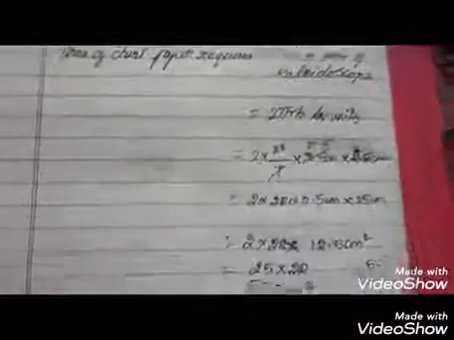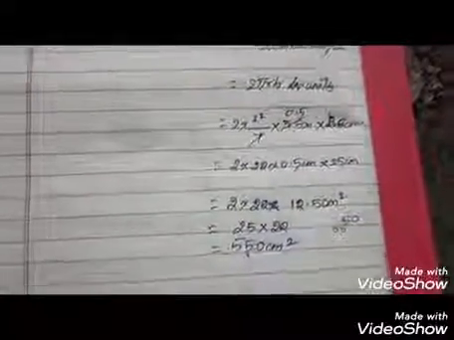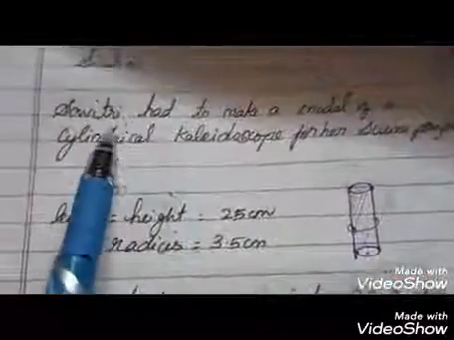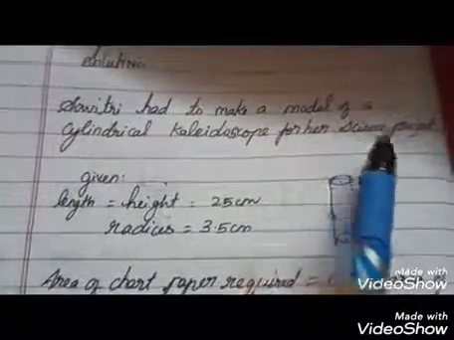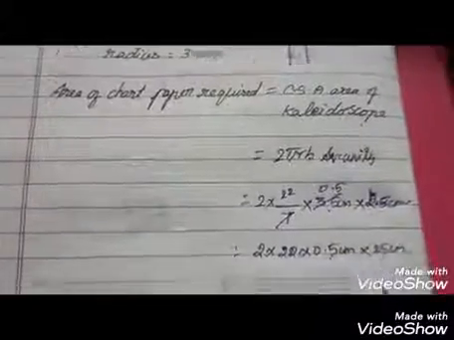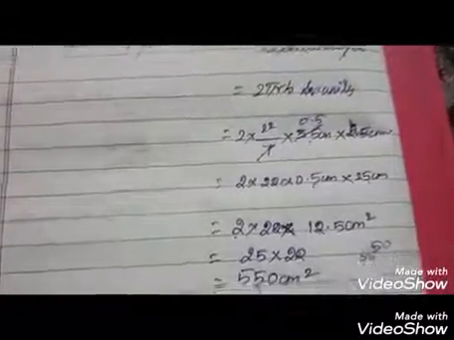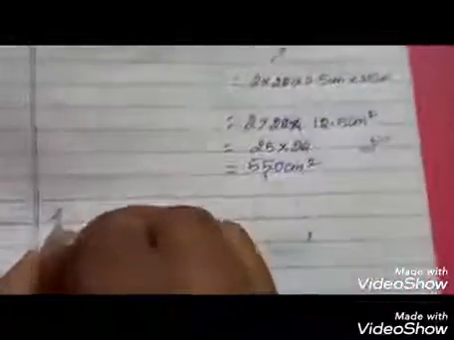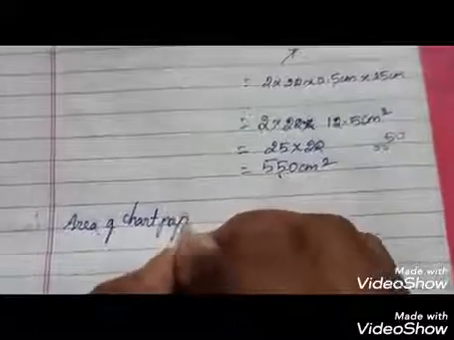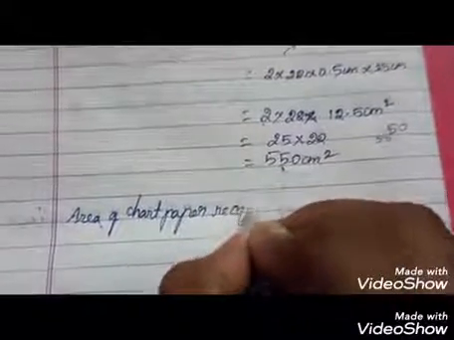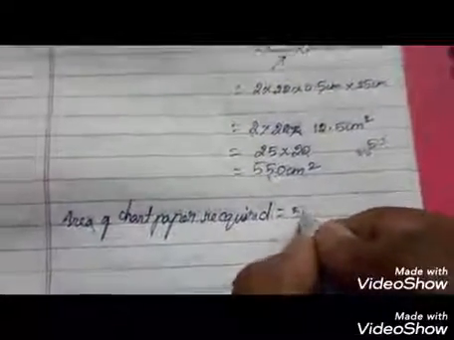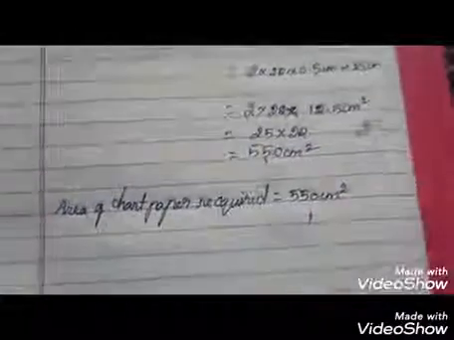So this much area, this much chart paper, is required for Savitri to make a cylindrical kaleidoscope for a science project. 550 centimeter square. So finally you write: area of chart paper required equals 550 centimeter square.